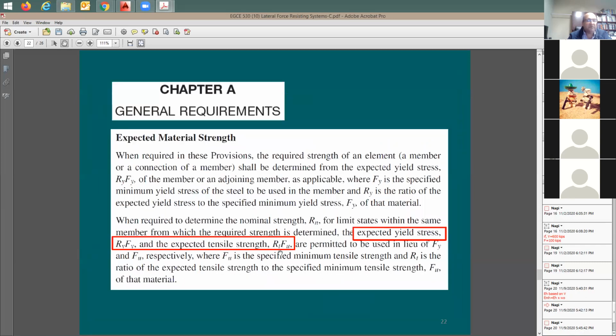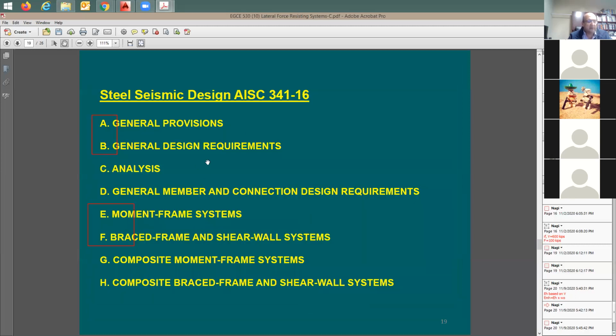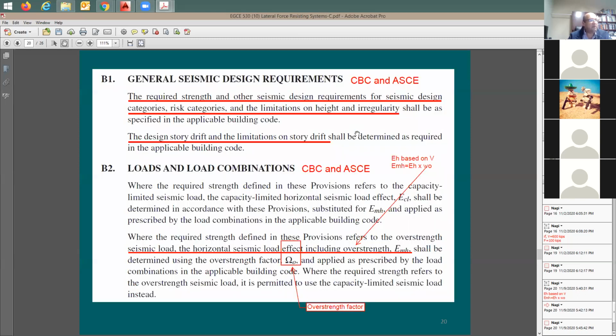All right, now let's move here to chapter A, which is general requirements. I'm going to take you back every time to this chart, or this slide here, because it includes all the chapters included within the 341-16. General provisions here, I guess we talked a little bit about the general design requirements. So we're not really moving in order of the code, but that was something important that we needed to address. And then after that, we're going to be going here to general provisions.